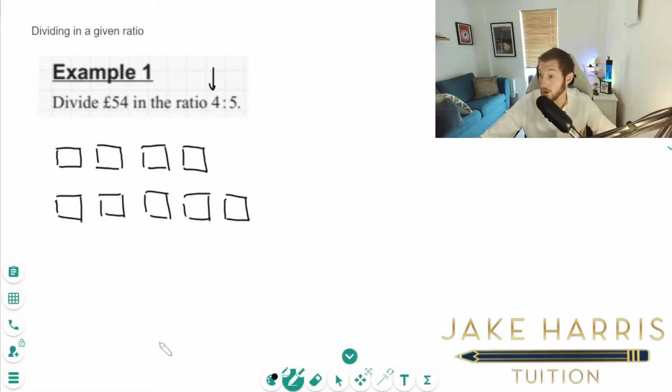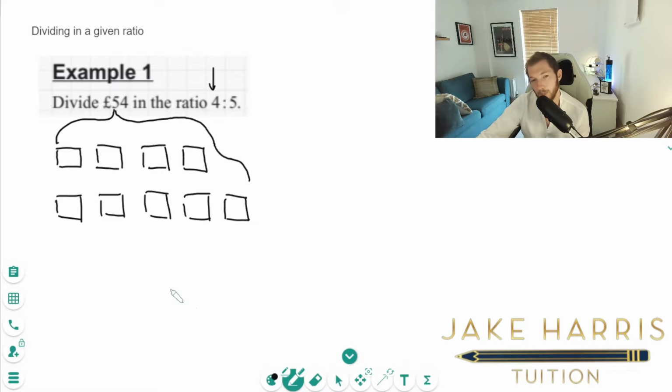And each box is worth the same. That's very important here. So each of these 4 parts and each of these 5 parts is worth the same thing, and that's all represented by the boxes. Now all we have to do is share the £54 that we've got out into all 9 boxes. So simply we're doing 54 divided by 9, which is 6. And that's telling us that each box is worth 6. In this case, £6.